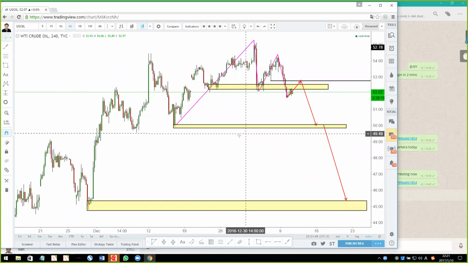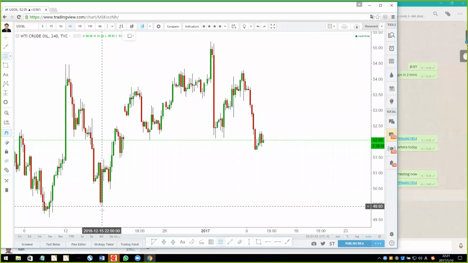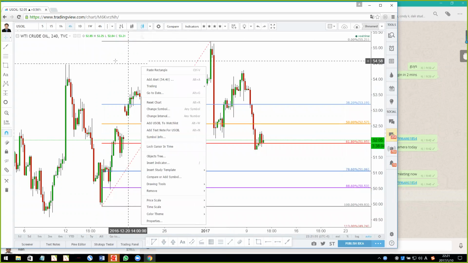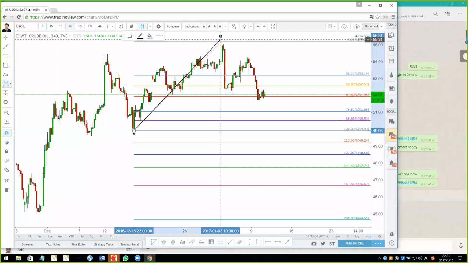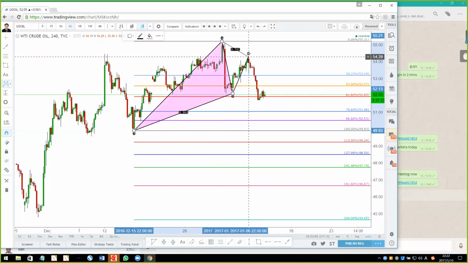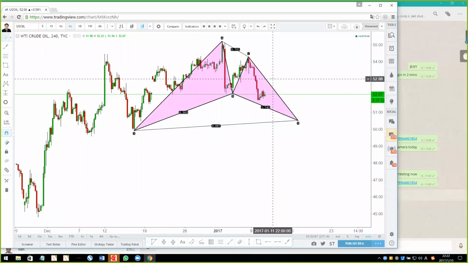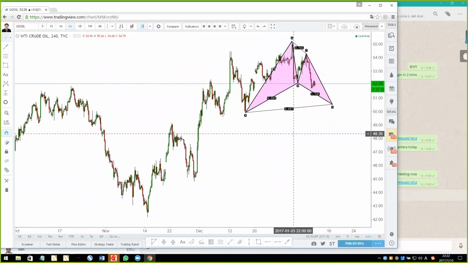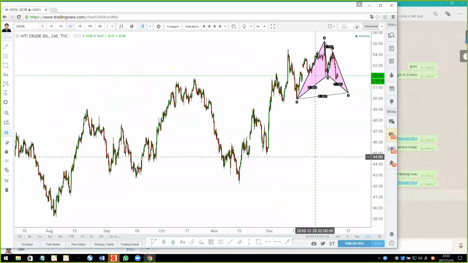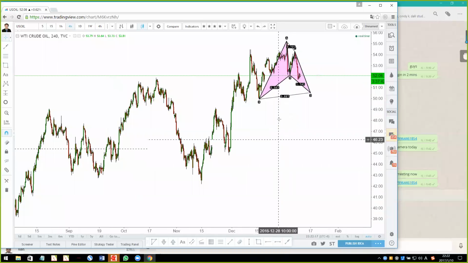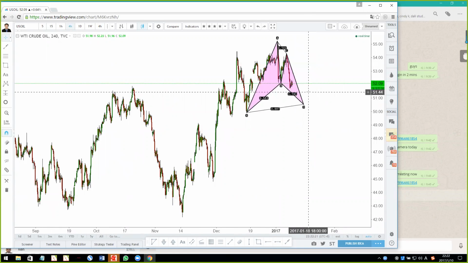All right, and Simon says that there's a bat pattern. Let's look at it. All right, my first concern is, yeah, this is a bat pattern. It's a good bat pattern. It's a correct pattern. However, check the X point. Simon, tell me, location-wise, do you really think that the oil is at a high location or low location right now? Right now.